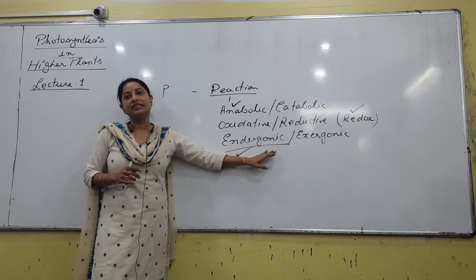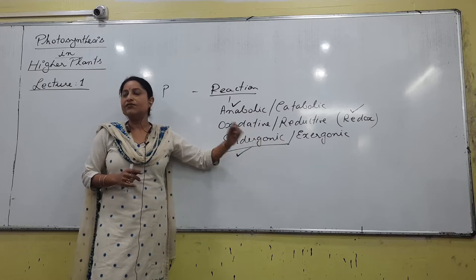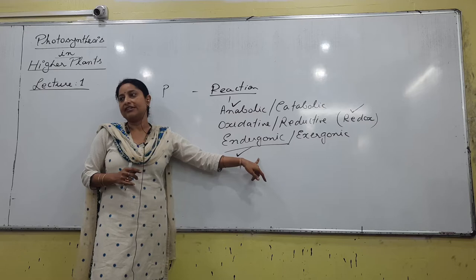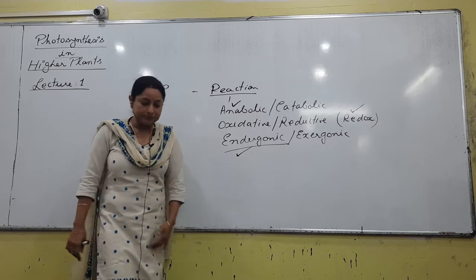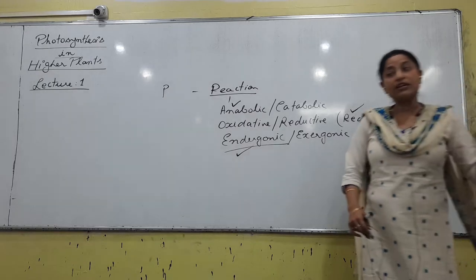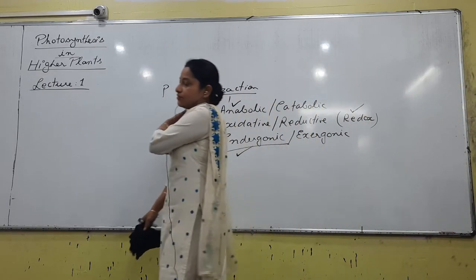Are the three terms clear? Right? So how will you define photosynthesis? It's an example of anabolic, redox and endergonic reaction. Clear? Okay. Next is, we have to talk about exactly what happens during the process of photosynthesis.